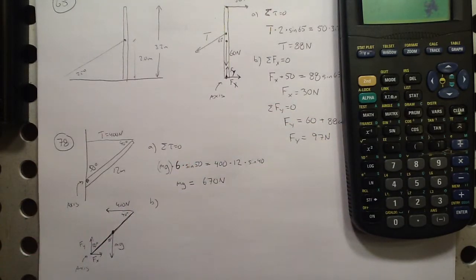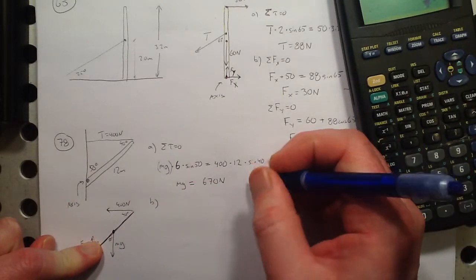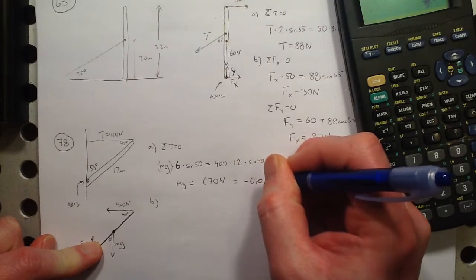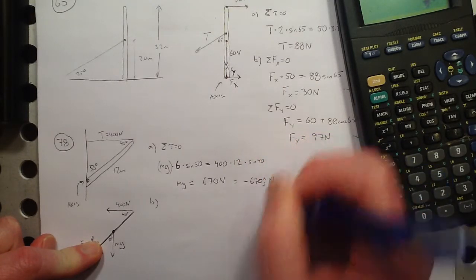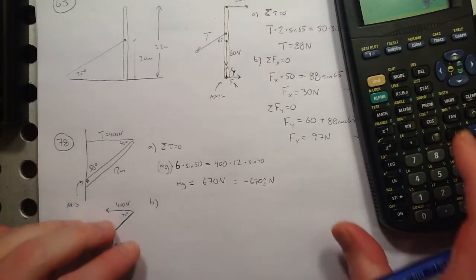And then in part B, do the same thing. Oh, and just to be consistent with what the book is asking for, they said in unit vector notation. So the gravitational force here is straight down, so that would be negative 670 J newtons. Right, that's what they asked for.